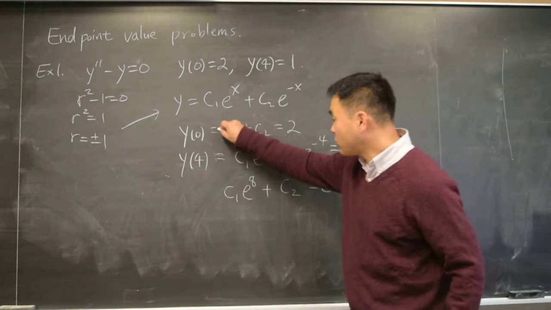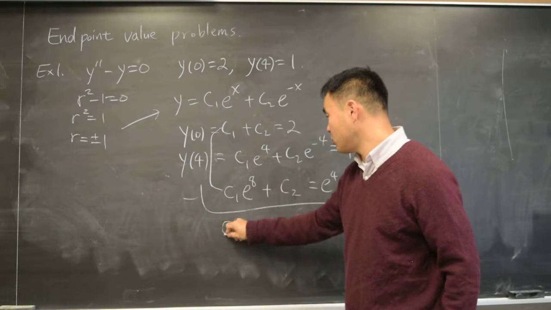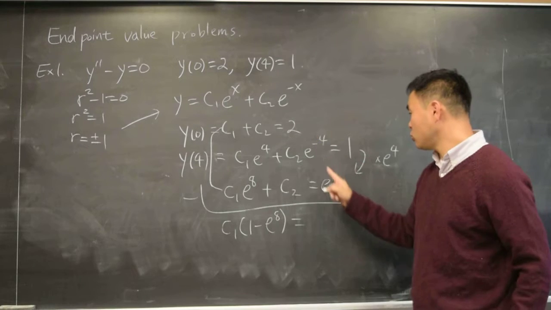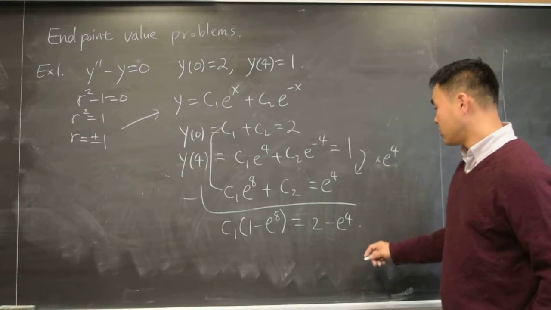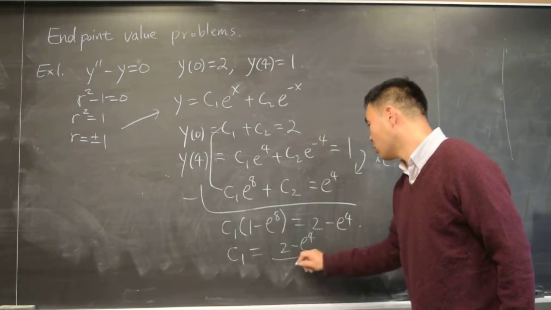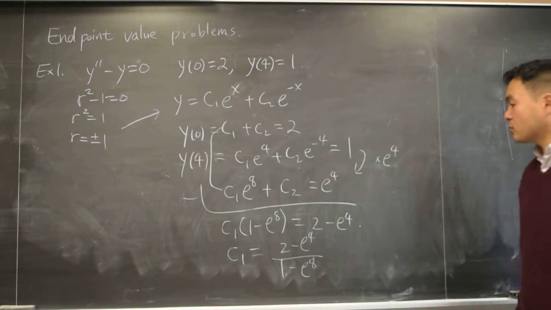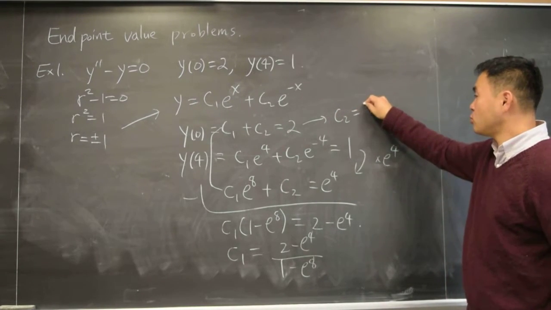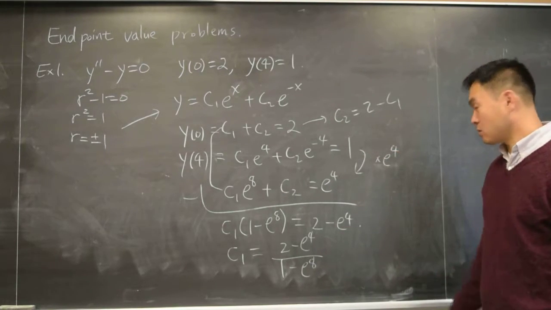And then you can subtract these two. If you subtract, C2 minus C2 gives you 0, so you get C1 times (1 minus e to the 8) equals 2 minus e to the 4. So that gives you that C1 is (2 minus e to the 4) over (1 minus e to the 8). And for C2, because C2 here is 2 minus C1, now you can plug this in here and get the value.